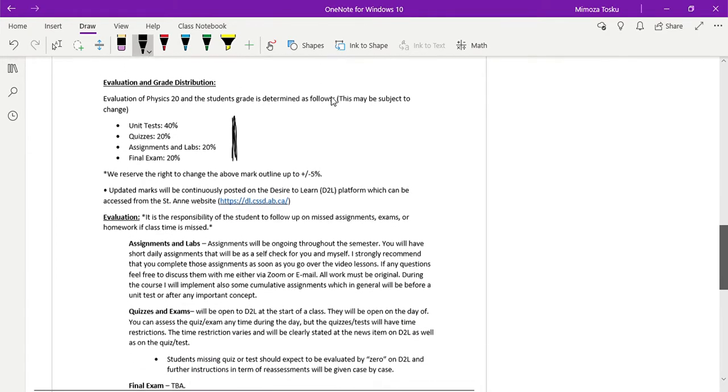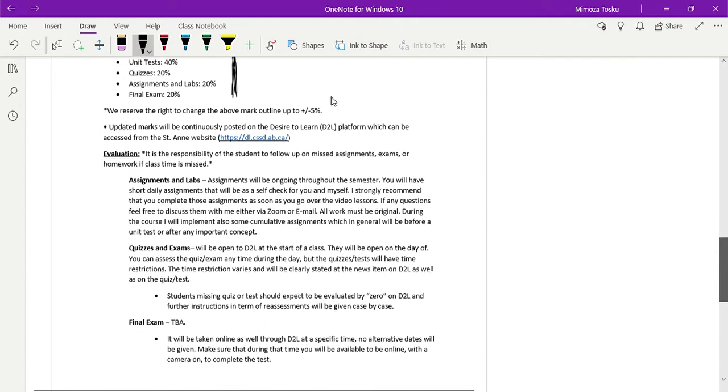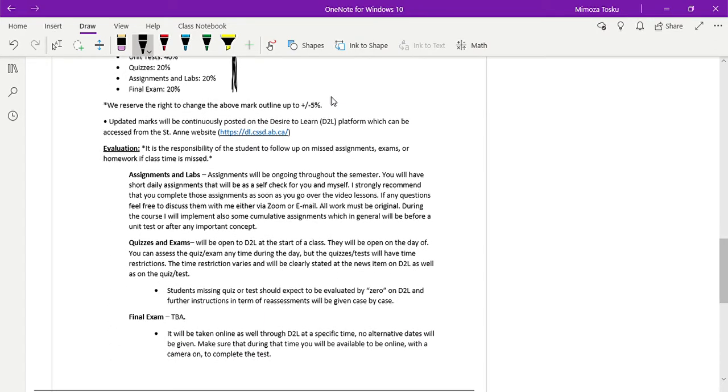However, you can see your progress through D2L, or Desire to Learn website, or St. Anne's website, which will be updated almost daily, unless there is a clash on the website, or there is nothing to update it for.